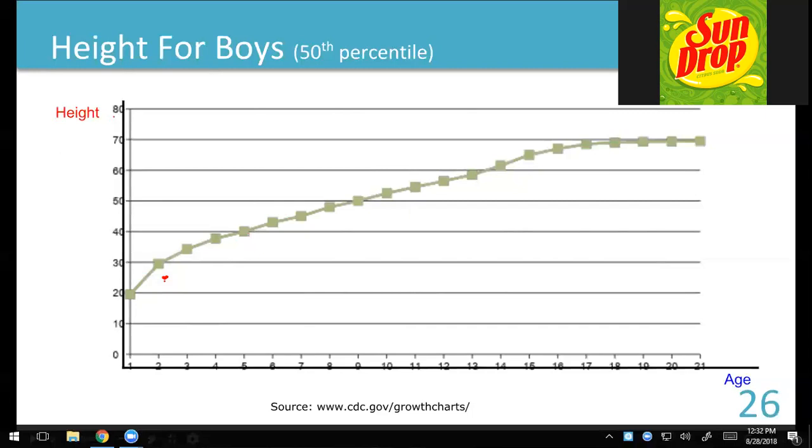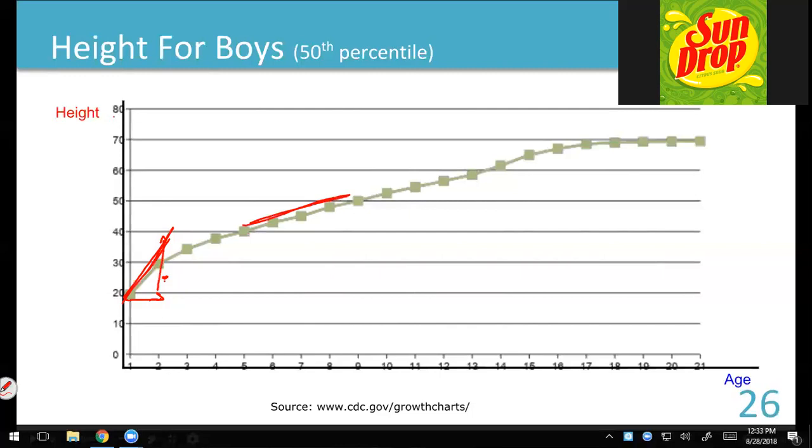But I want you to catch things. What's going on here? The slope is fairly steep. What's happening here? A small change in time is leading to a big change in height. Junior grows a lot that first year. What's happening out here? There's not that much change. Junior is still growing, but not growing as fast as he did the first year on the planet, right? And these numbers actually reflect the 50th percentile for boys, in case you're curious.